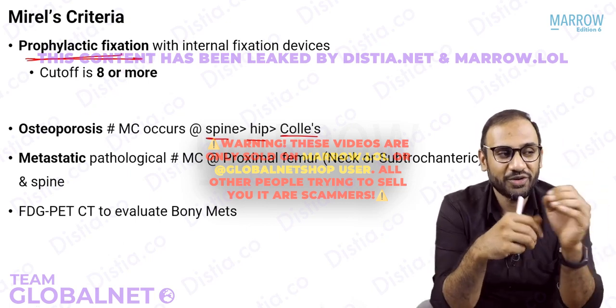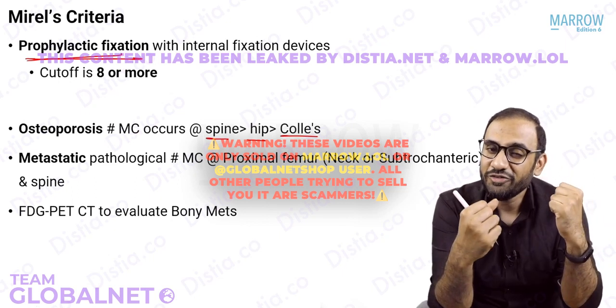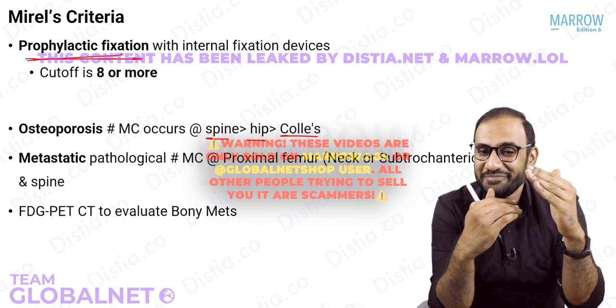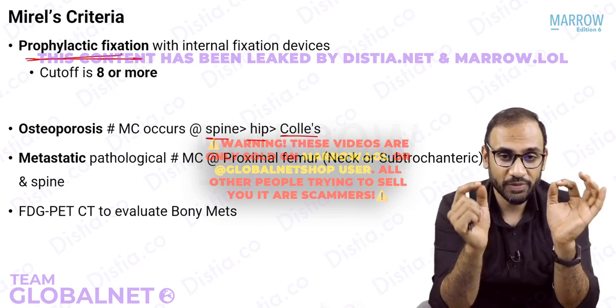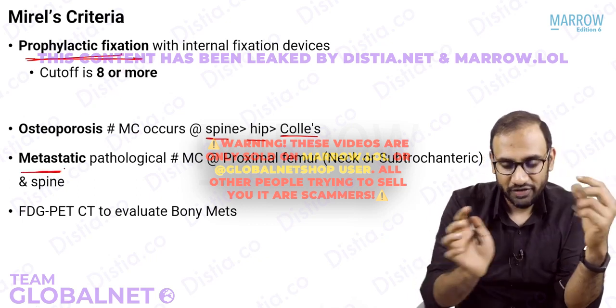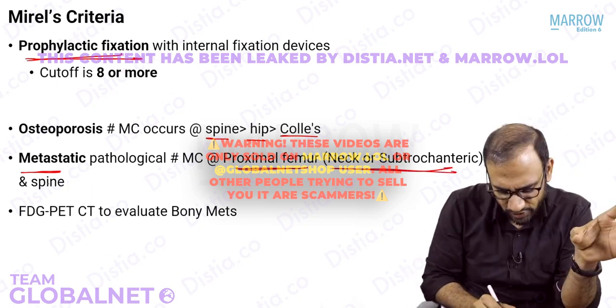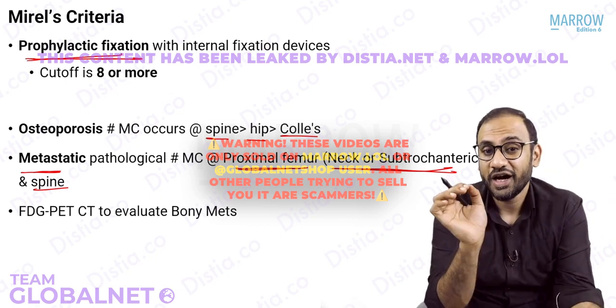So, elderly people or your grandmother or grandfather who will have osteoporosis, they will complain of back pain. Why is it that they're complaining of back pain? Because their vertebral microfractures have already started because of osteoporosis. And now because of metastasis, the fractures usually occur around the proximal femur, neck or subtrochanteric femur. Spine also, but around the proximal femur is the more common location for metastatic fracture.